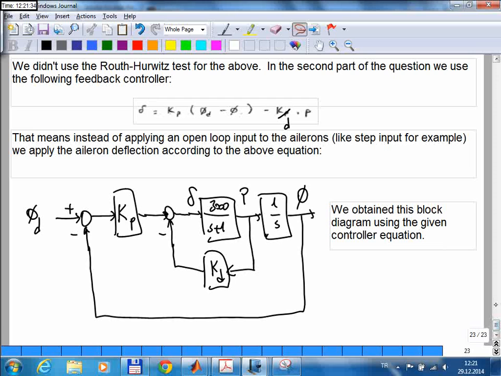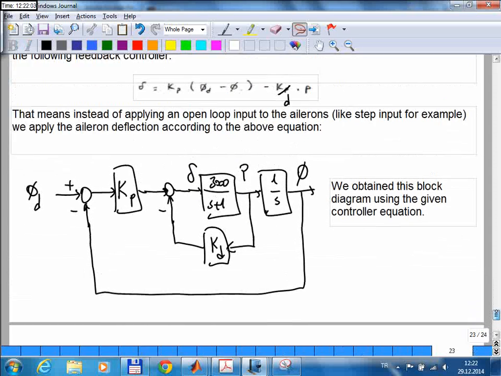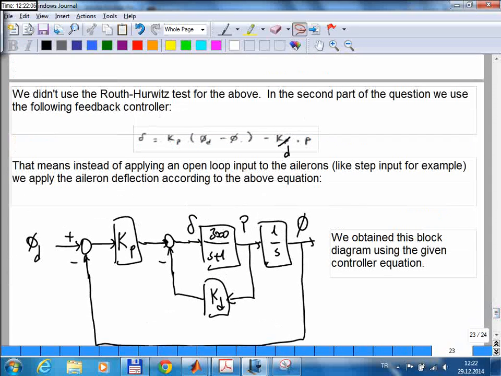So I have these two parameters in the controller, Kp and Kd. These are two numbers that I can choose as the controls engineer. Okay? So I don't know how to choose them yet. There's no reason. The question just tells you to use this controller. So this is just one controller design, and obviously you can use many different designs.